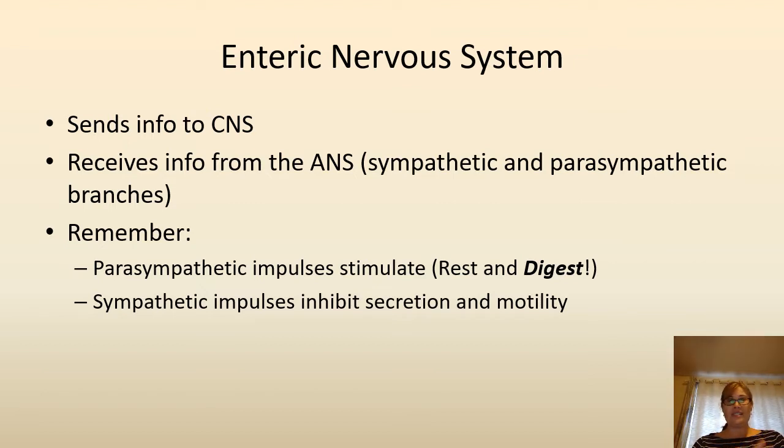And then the sympathetic impulses inhibit secretion and motility. So that's going to do the opposite. And also, myenteric is going to be in charge of slowing things down or speeding things up. So the gut brain is getting its information from the autonomic nervous system.